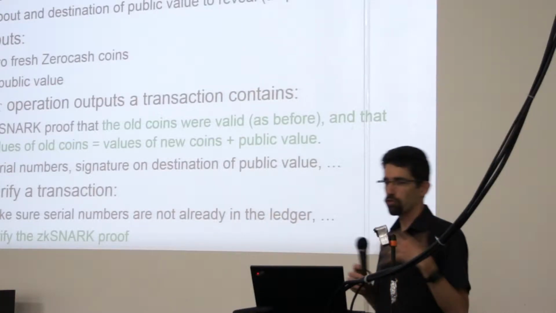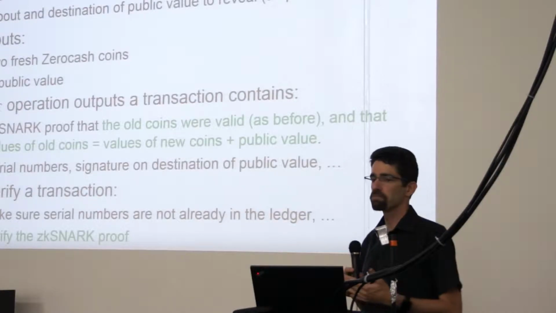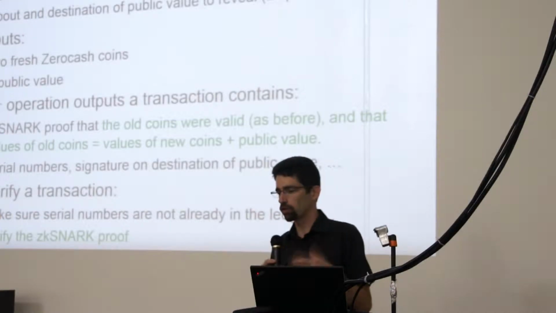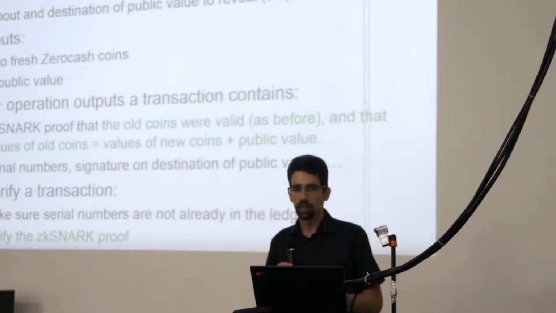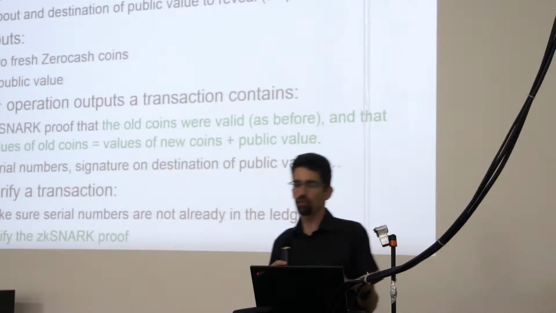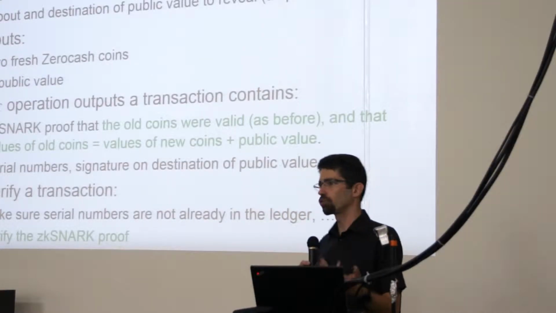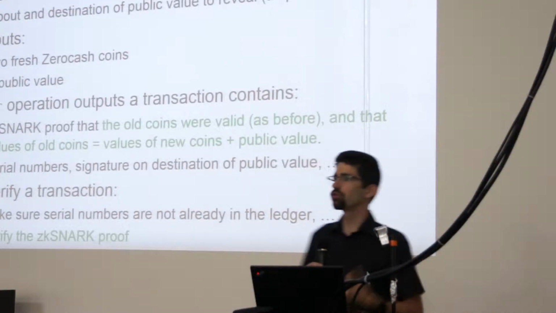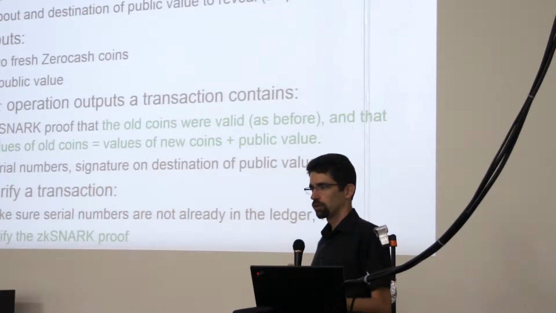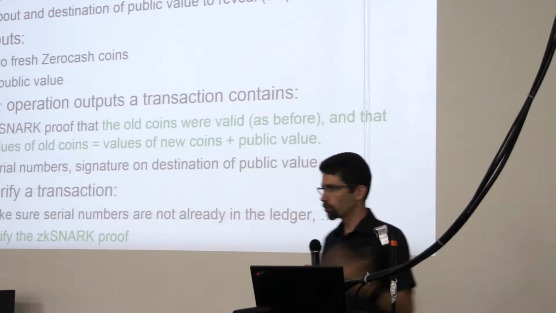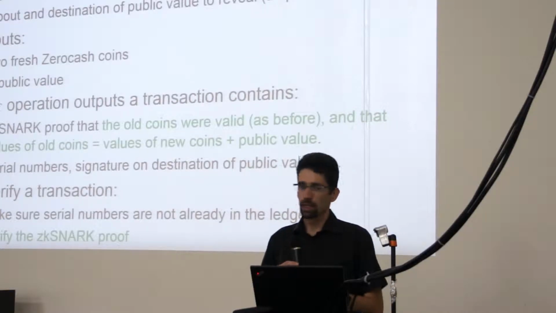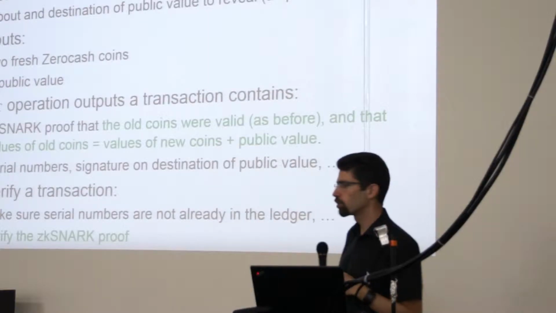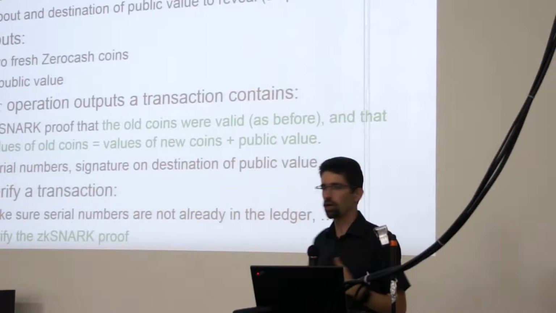It's a single kind of transaction that provides a very general form that includes all of the specific operations I mentioned. And this general form is consuming two old ZeroCash coins, marking them invalid, creating two new ZeroCash coins with fresh serial numbers, fresh coin commitments, and so on. And also releasing some public value back into Bitcoin currency.